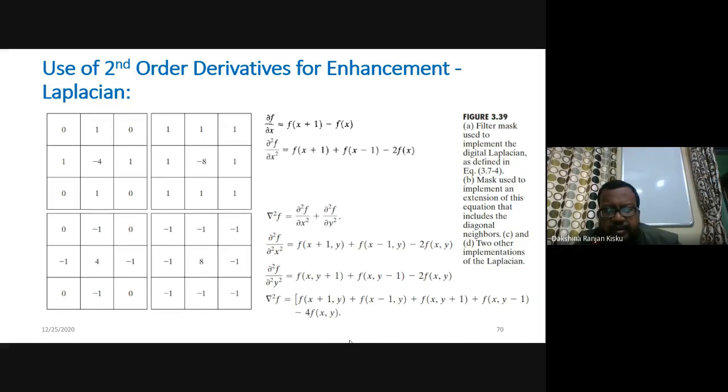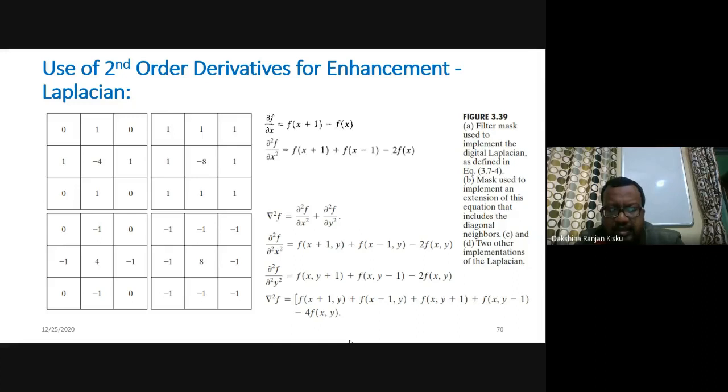Now if we apply the second order derivative on a one dimensional function f(x), we get the relative difference between the neighborhood pixels. This second order derivative is implemented by using the partial derivative concept, so that we can get the same representation when we talk about two dimensional functions f(x, y). Initially we start with the one dimensional function f(x) and get the relative difference in terms of the partial derivative del f by del x in the x direction.